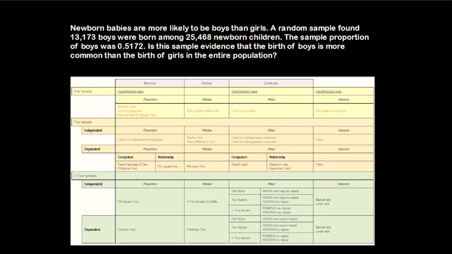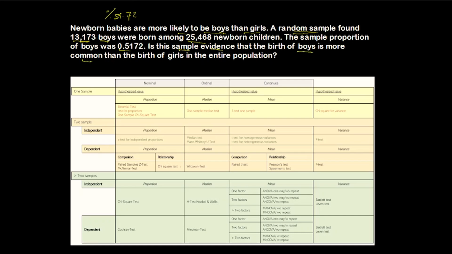It says that newborn babies are more likely to be boys than girls. Now, usually when you conduct research, this is, you could say, the statement of the problem, right? And a random sample, this is a very important thing to consider while reading. So it's a random sample that found that 13,173 boys were born among a total of 25,468 newborn children. The sample proportion of boys, according to this finding, was 51.72%, right? Is this sample evidence that the birth of boys is more common than the birth of girls?